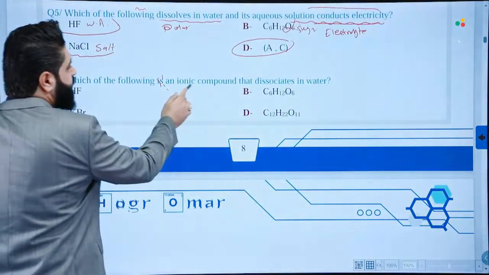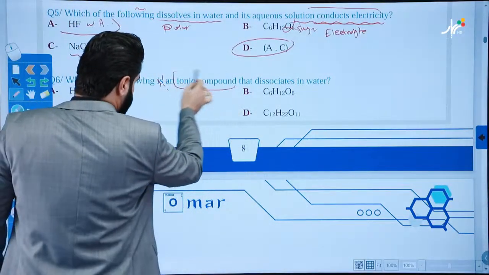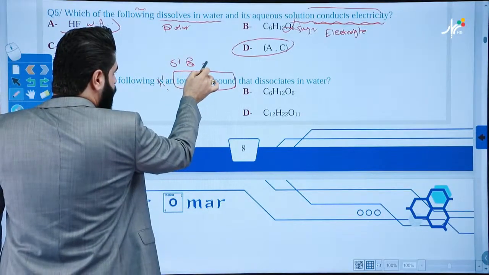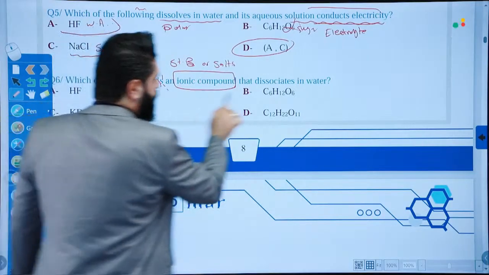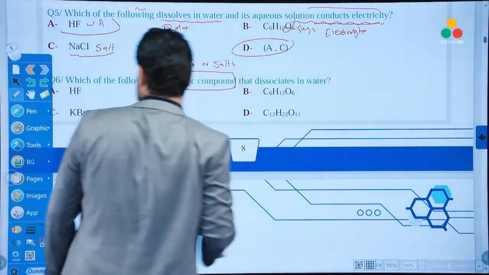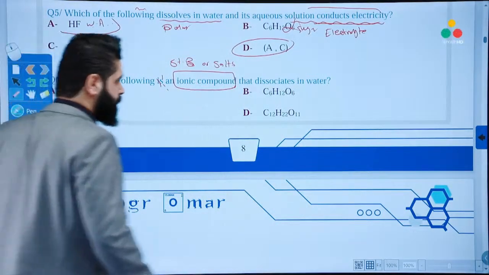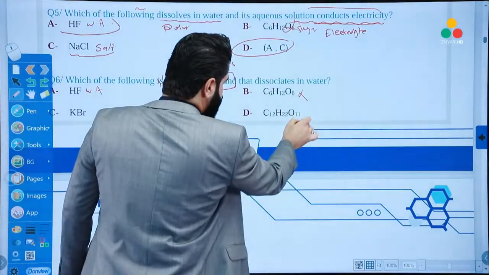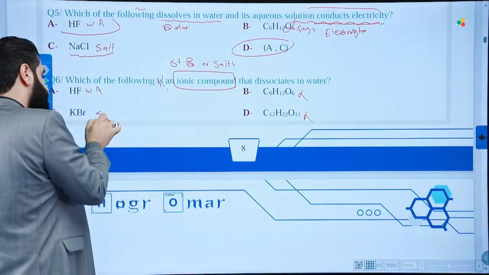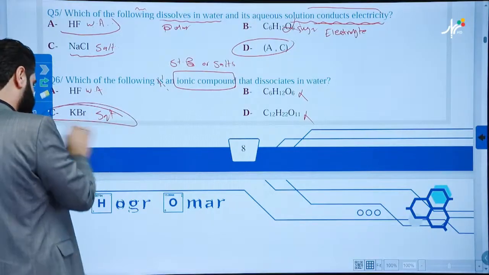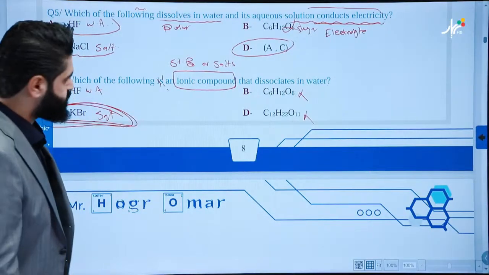Which of the following is an ionic compound? Ionic compounds are strong bases or salts that dissolve in water. Good. HF, a weak acid, no. It's a molecular compound. Sugar, no. Sucrose, no. Potassium bromide, it's a salt. So this is the correct answer. C is the correct answer.